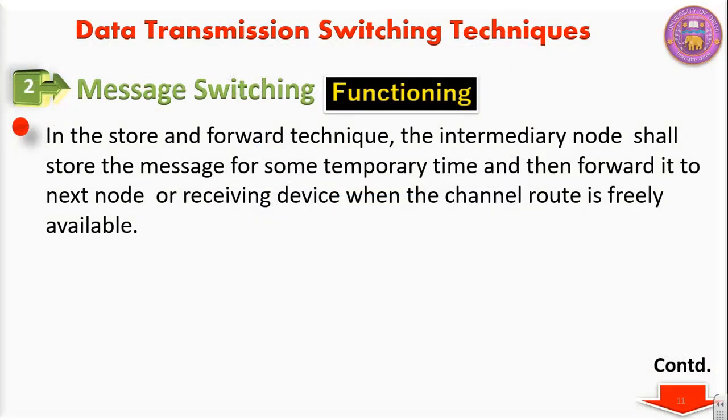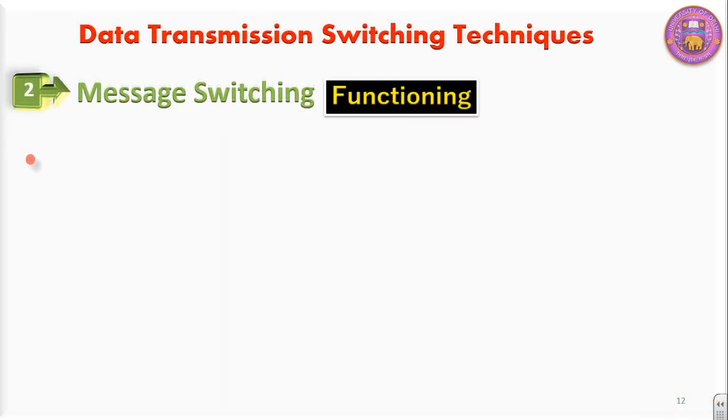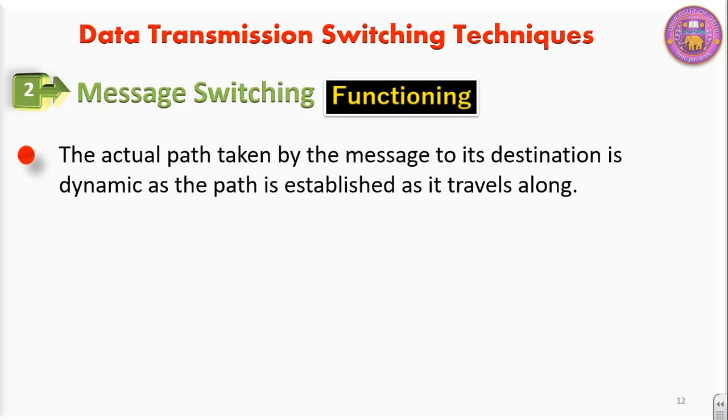Message switching functioning. In the store and forward technique, the intermediary node shall store the message for some temporary time, then forward it to the next node or receiving device when the channel route is freely available. The actual path taken by the message to its destination is dynamic as the path is established as it travels along.